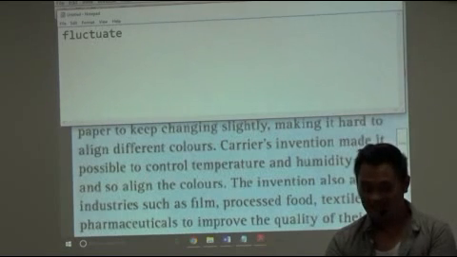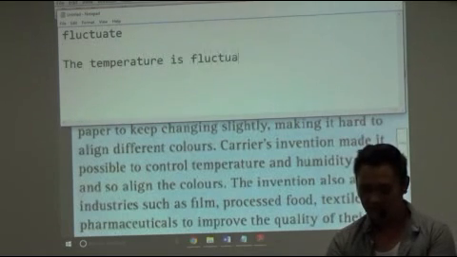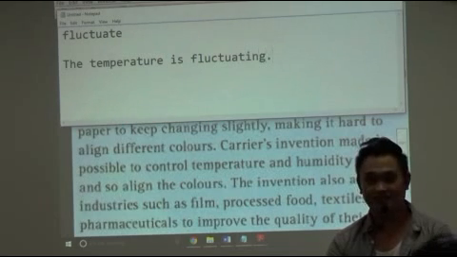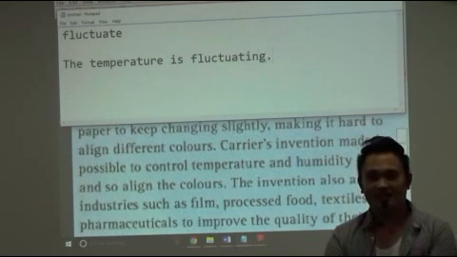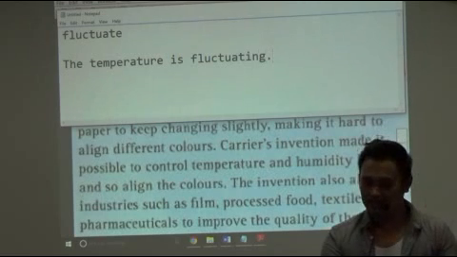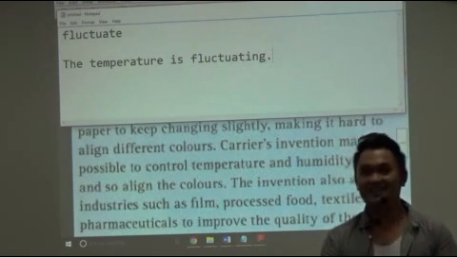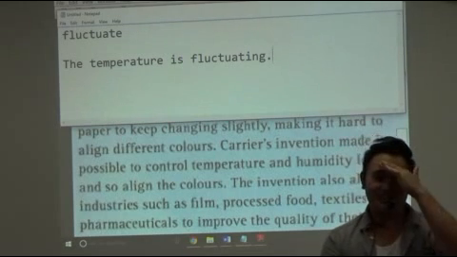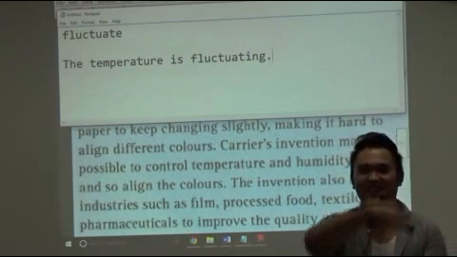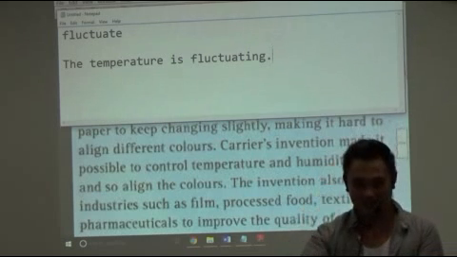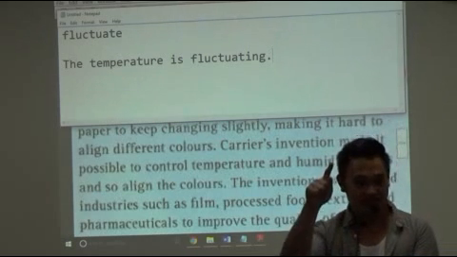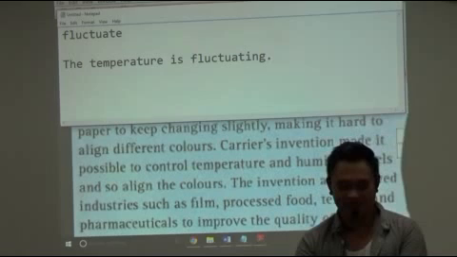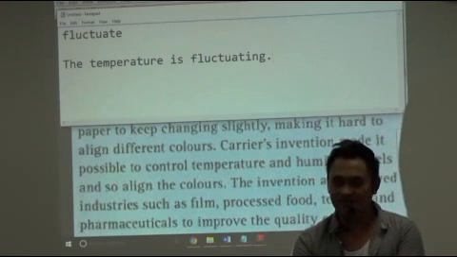These days, the temperature is fluctuating, isn't it? 2 days ago, very hot, and then very cold. And then this Saturday is again 40 degrees. I think I'm gonna die soon. So it's up, down, down. What is that? Fluctuate. Okay, everybody say temperature. Fluctuating. Good.